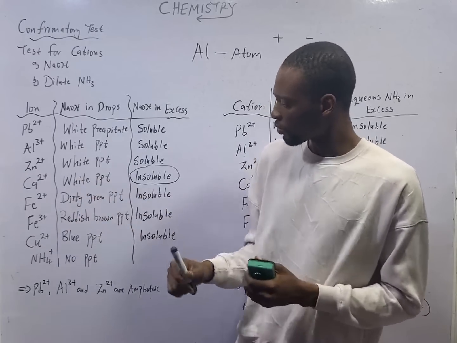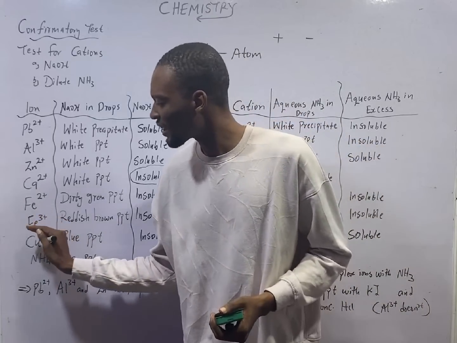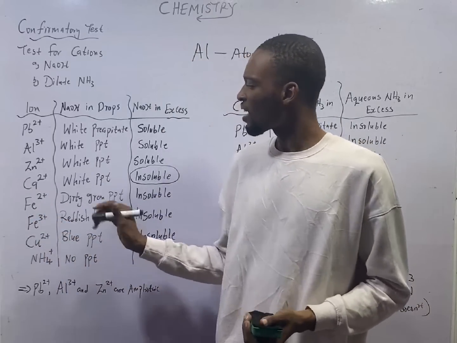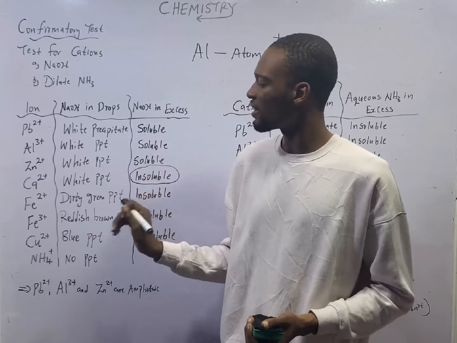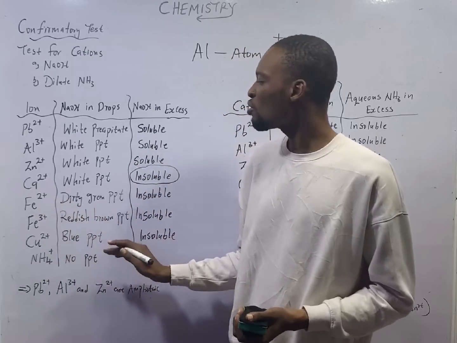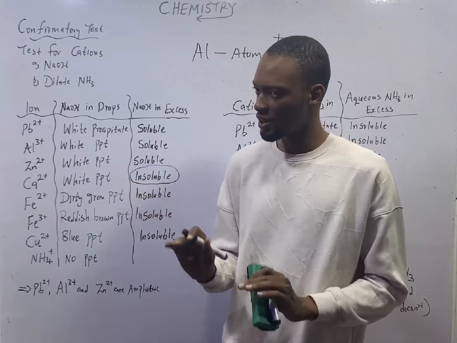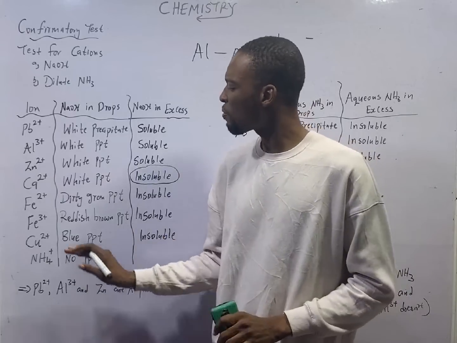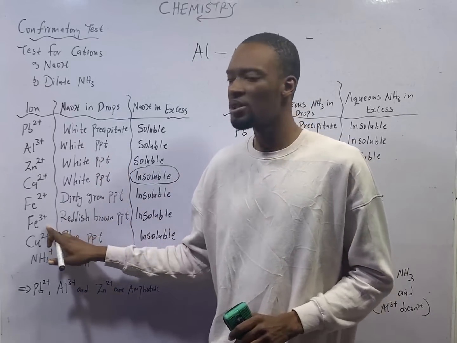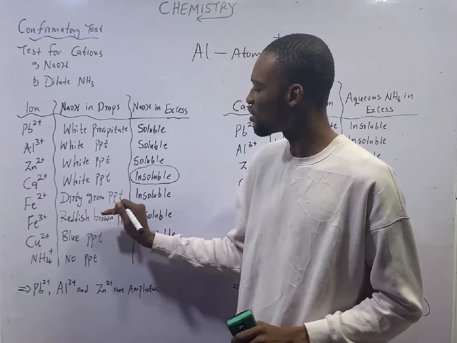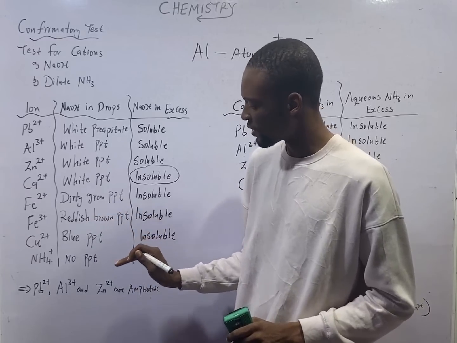Now, going down, we have iron 2 ion and iron 3 ion. When you drop sodium hydroxide in iron 2 ion, you will have a dirty green precipitate. When you drop sodium hydroxide in iron 3 ion, you will get a reddish brown precipitate.